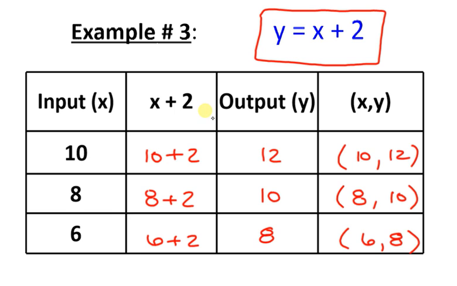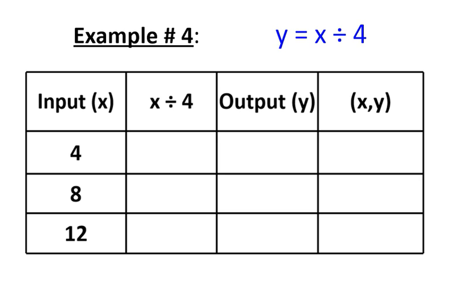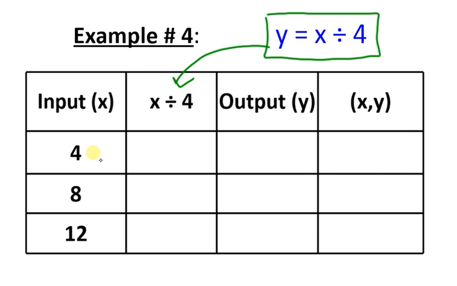And just to point out a couple of things now that you're getting used to function tables, this equation right here is the same exact thing as right here, x plus 2. Okay? All right, here's a division one. So let's go ahead and look at this guy here. Y equals x divided by 4. And you're going to see that that equation is right here. So our input, our x is 4, so 4 divided by 4 equals 1. And so our ordered pair is 4, comma 1.